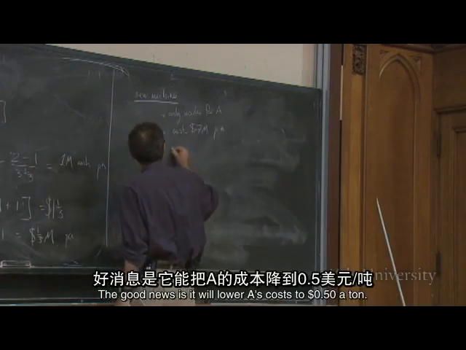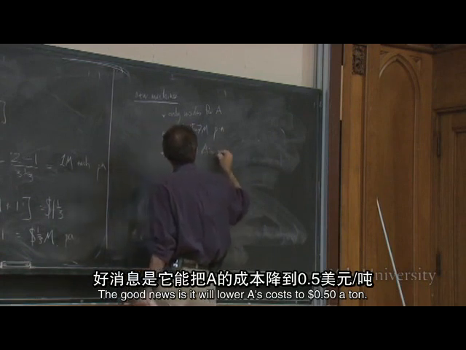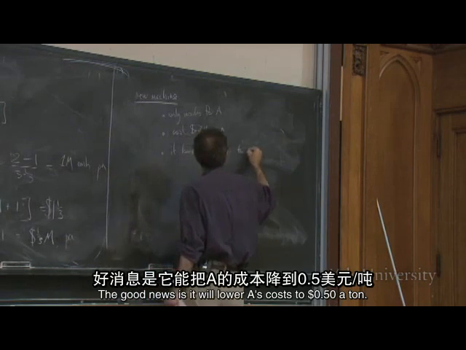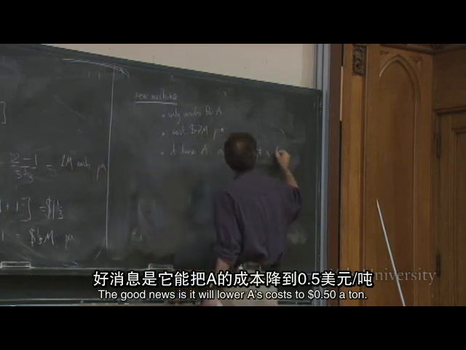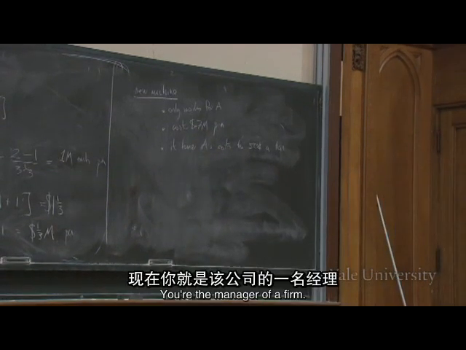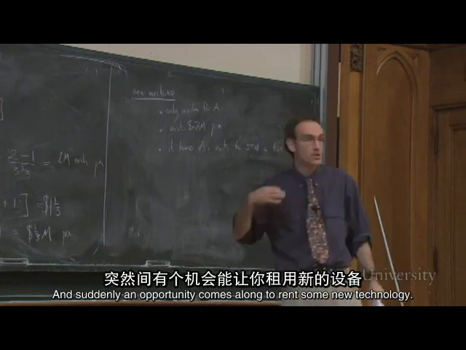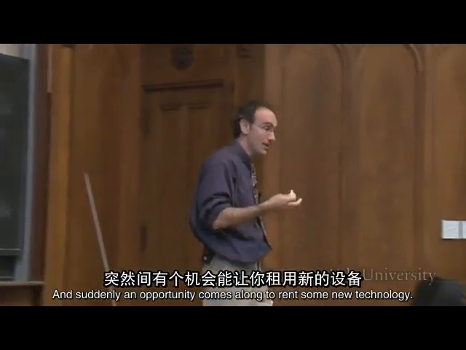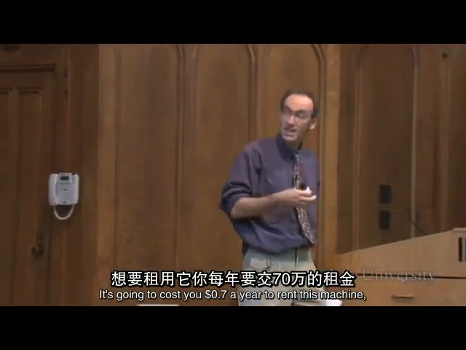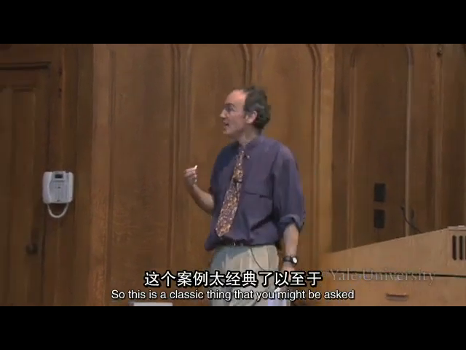The good news is it will lower A's costs to 50 cents a ton. All right, so classic business school situation. You're the manager of a firm, you're involved in competition with another firm, B, and suddenly an opportunity comes along to rent some new technology. It's going to cost you 0.7 a year to rent this machine, but it will lower your costs by 50 cents a ton.